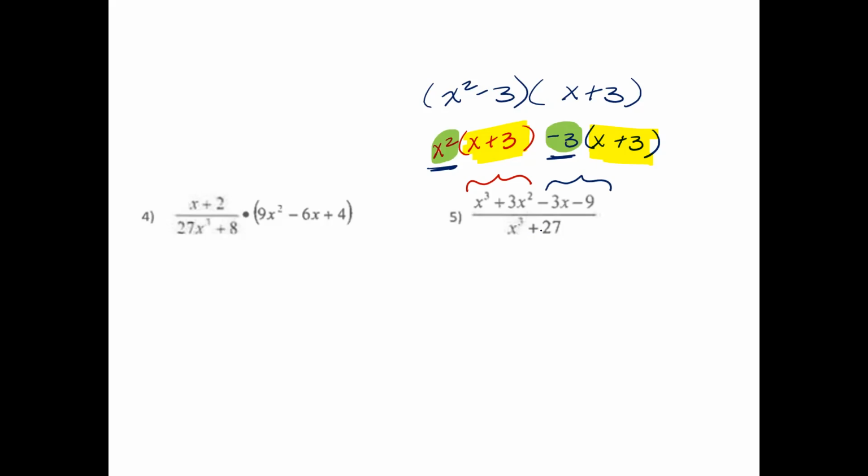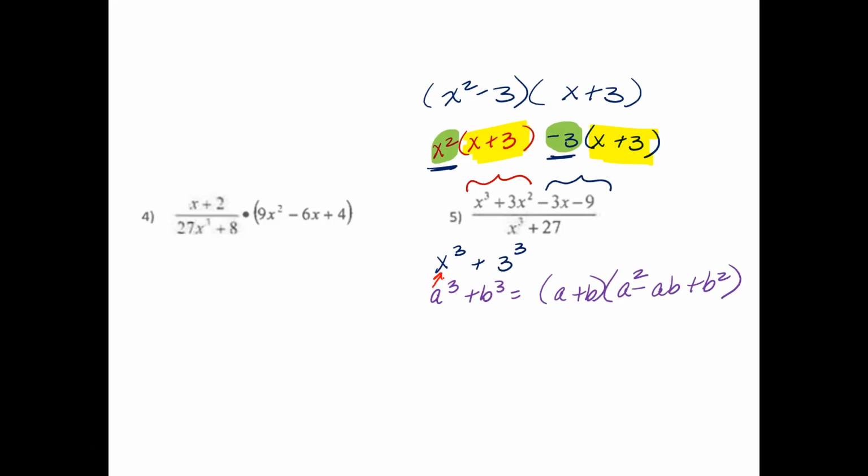And then on the bottom right here, you have x to the 3rd plus 3 cubed. It's another cube factorization, okay? And with this one, remember, a cubed plus b cubed, the formula is a plus b times a squared minus ab plus b squared.